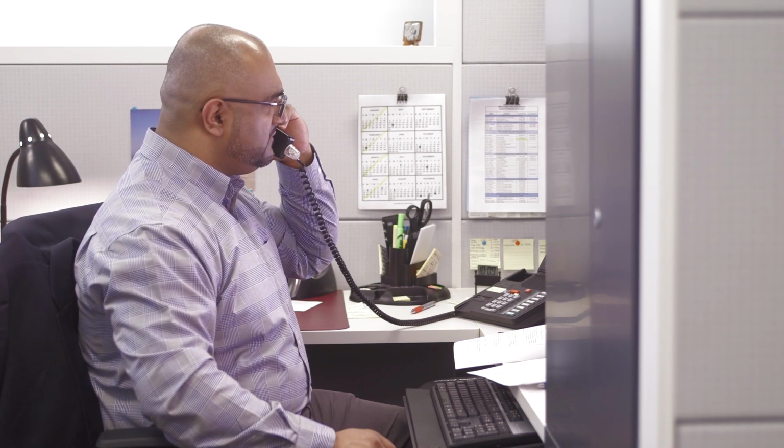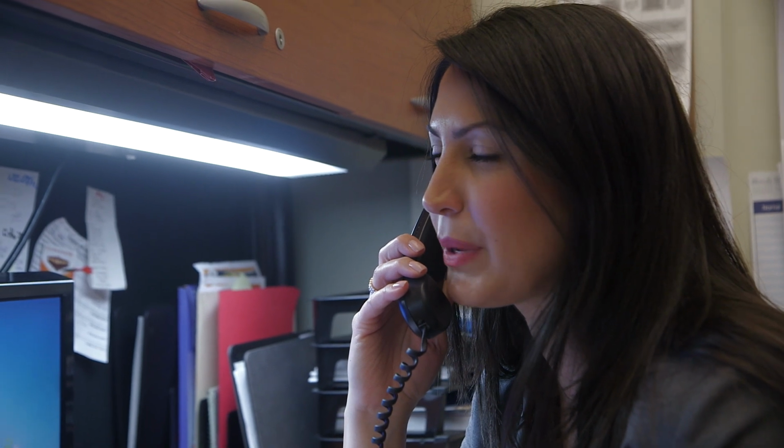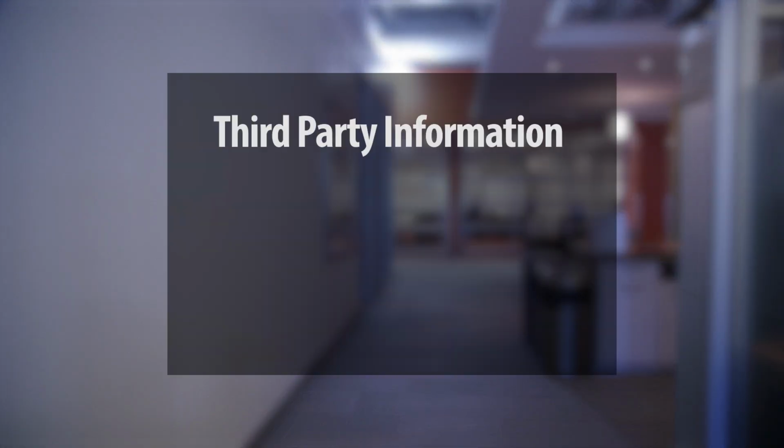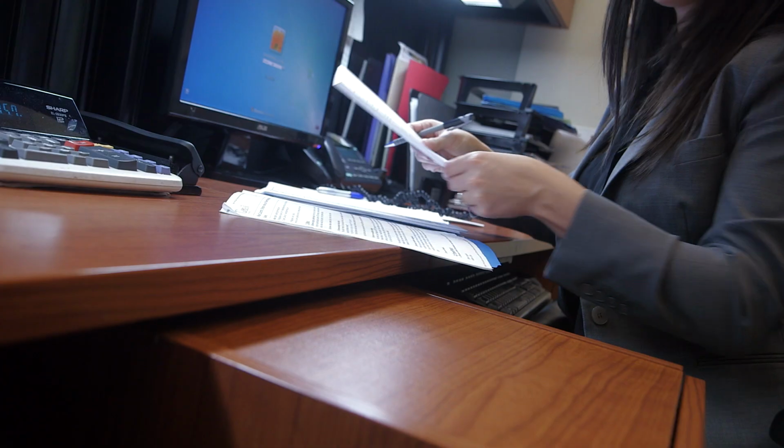Hi, I've received a notice of inspection, and I was just wondering why it is that our workplace is being inspected. Workplaces are selected through a variety of methods. These may include third-party information, local intelligence, or random selection as part of a sector-specific enforcement. In some cases, we may also re-inspect a workplace to make sure that past violations have been corrected.